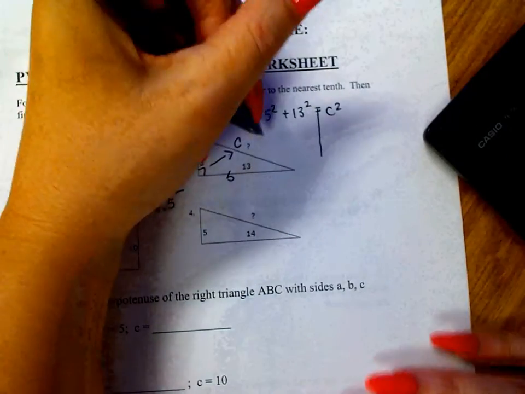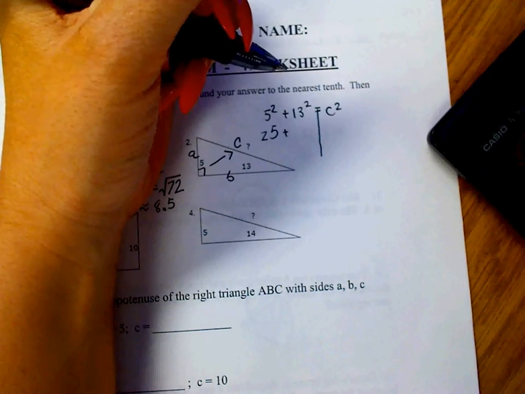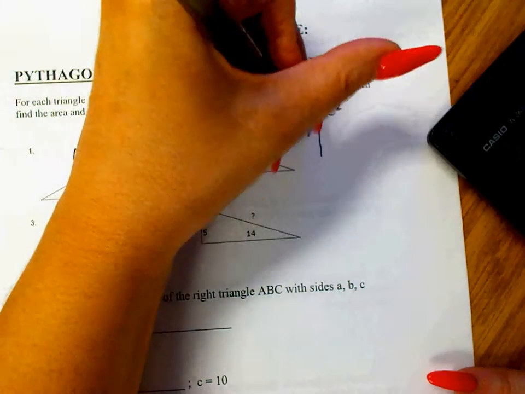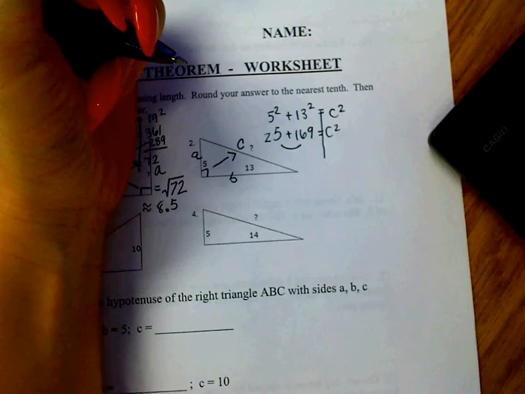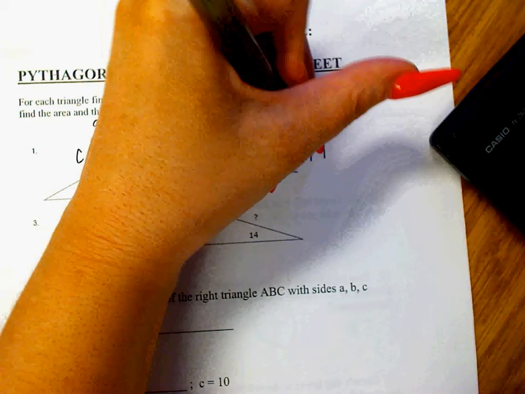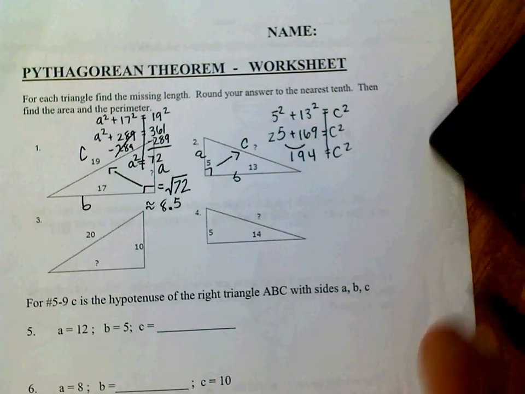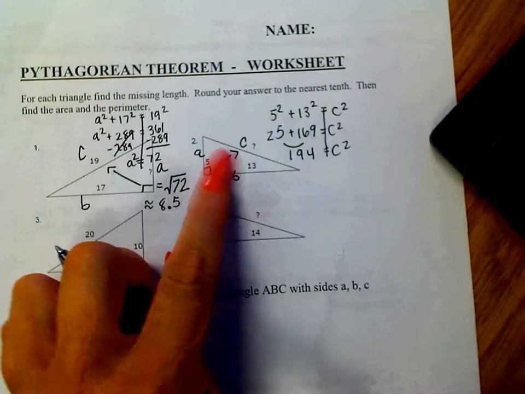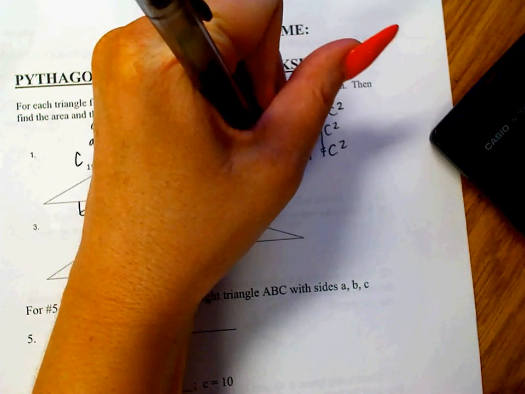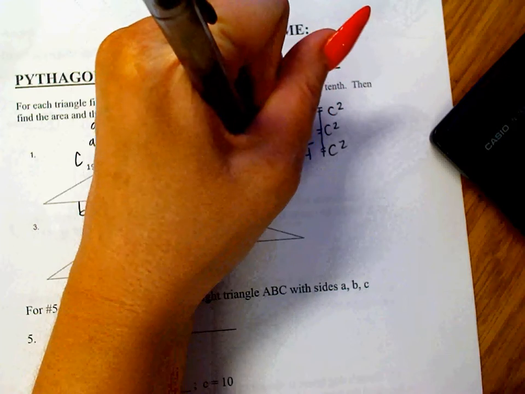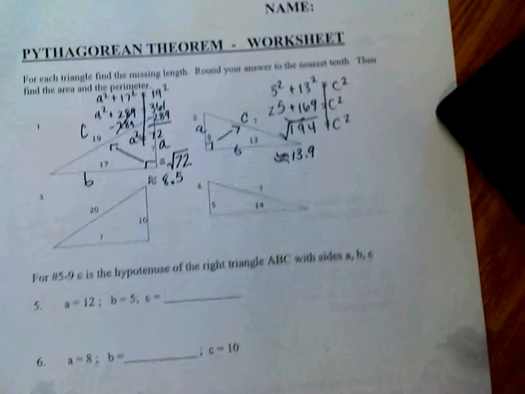So 5 squared is 25. 13 squared is 169. And then you add those together. You get 194. That's the area of the hypotenuse, so you still have to take the square root to get the side length. So the square root of that is approximately 13.9. Okay.